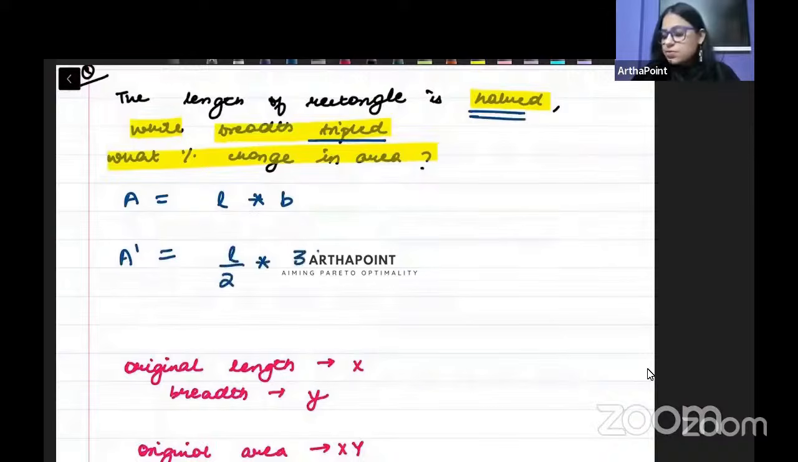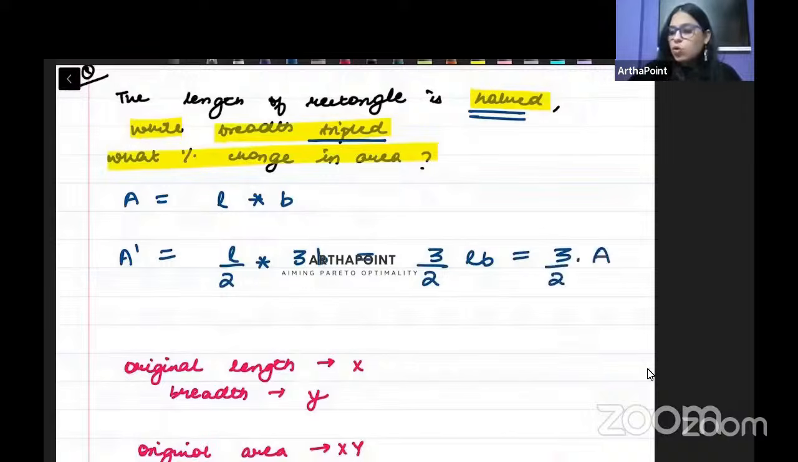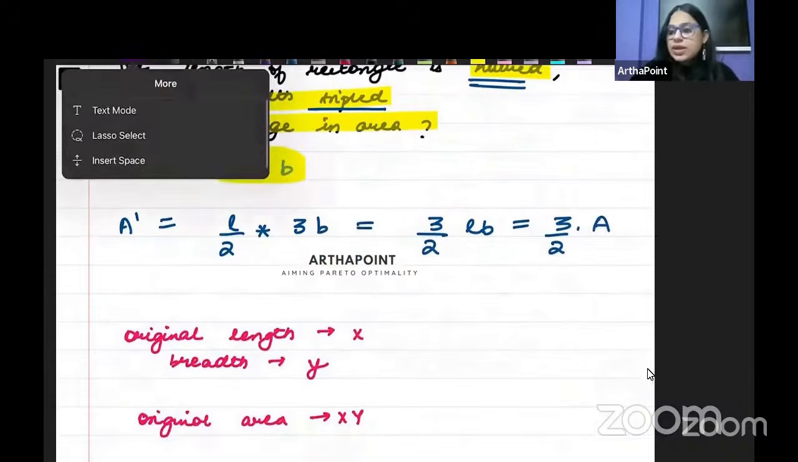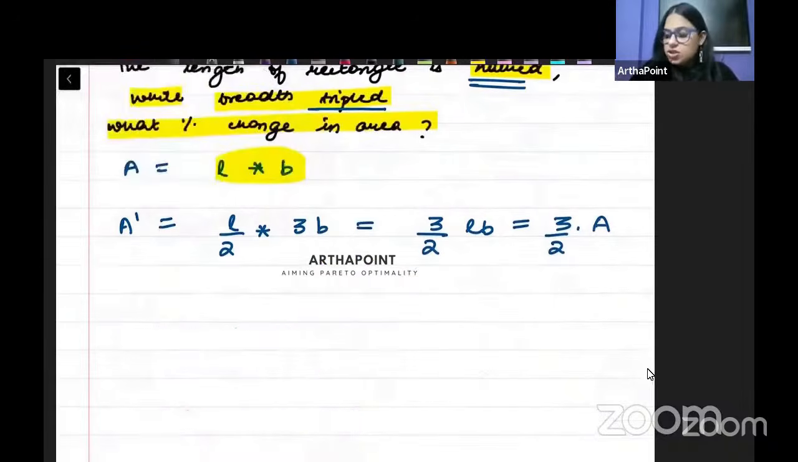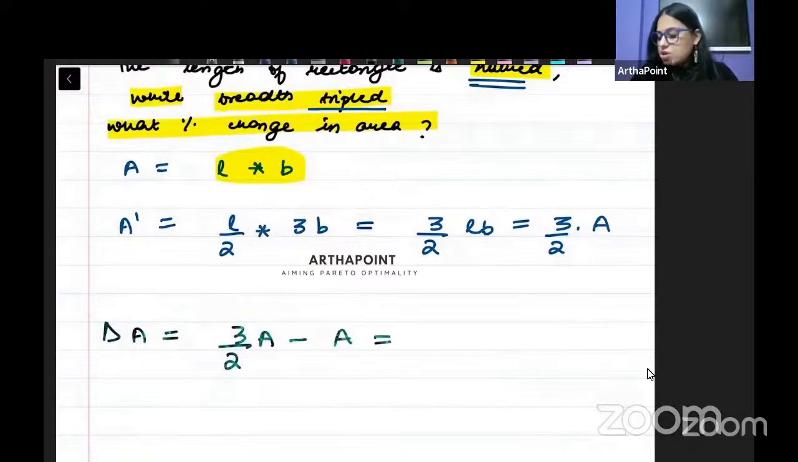Breadth is tripled, so it will be 3 by 2 into LB. This will be 3 by 2 times the old area, because the old area was LB. So what is the change in the area now? Can you tell me? The change in area will be new area minus old area. So this is going to be 1.5A minus A, 0.5A.